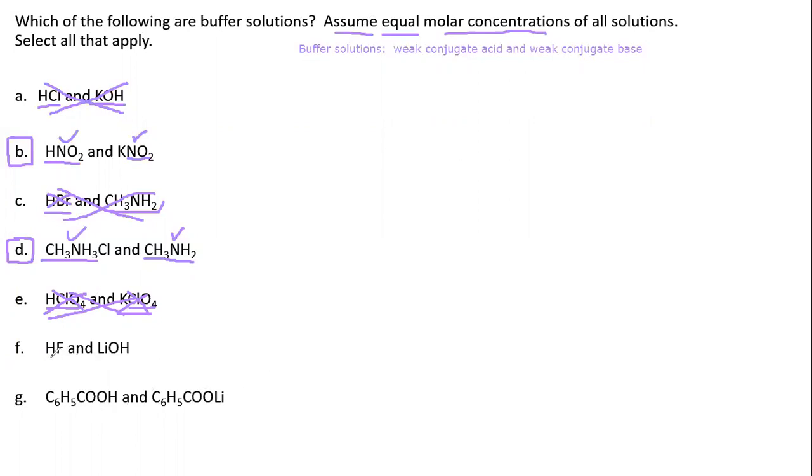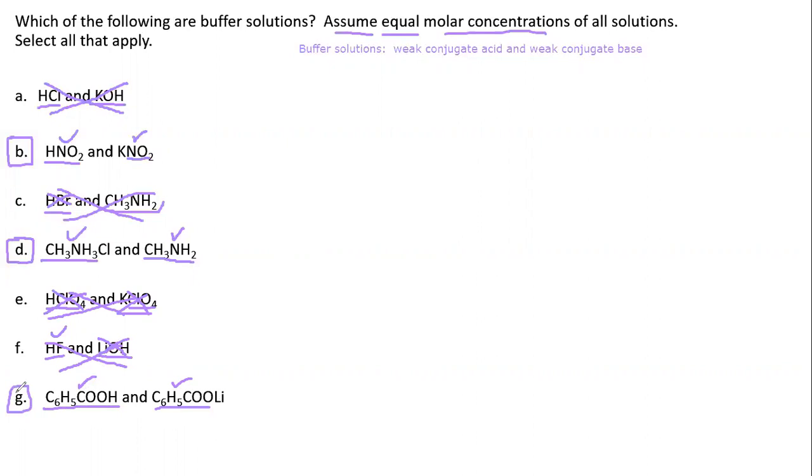Next, we have HF and LiOH. Is HF a weak acid? Yes, it is. Is LiOH its weak conjugate base? No, it isn't. So therefore, this would not form a buffer, again, because we're assuming equal molar concentrations. Next, we have C6H5COOH. Is this a weak acid? Yes, it is. Is C6H5COO minus its conjugate base? Yes, it is. And so this would be a buffer solution.